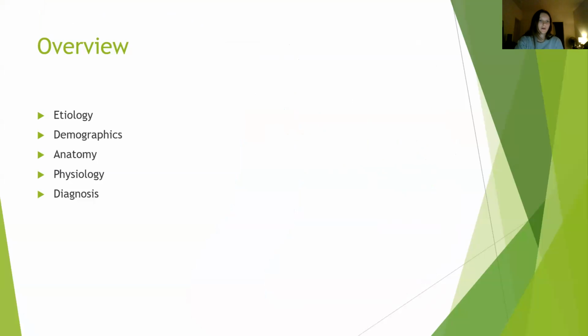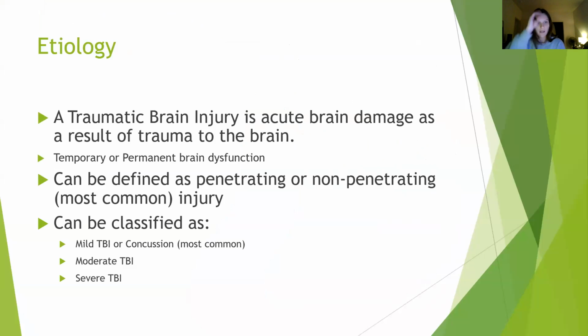Just a brief overview. I'm going to be going over the etiology, the demographics, the anatomy, the physiology, and the diagnosis of a TBI. A traumatic brain injury is acute brain damage as a result of trauma to the brain. It's usually caused by an external force to the brain, damaging the tissues. It can be defined as penetrating or non-penetrating. The impact of the force plays a huge role in how these brain injuries will be classified. They can be classified as mild, moderate, or severe.